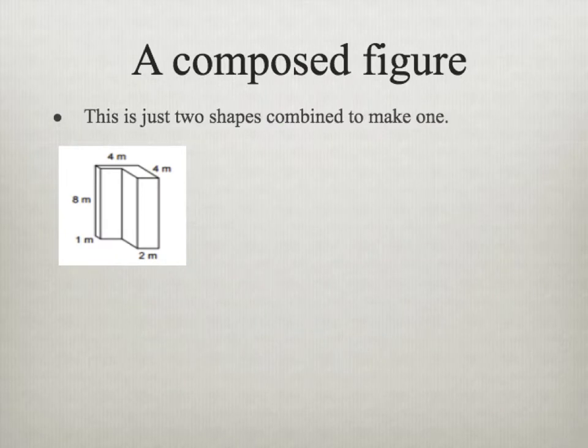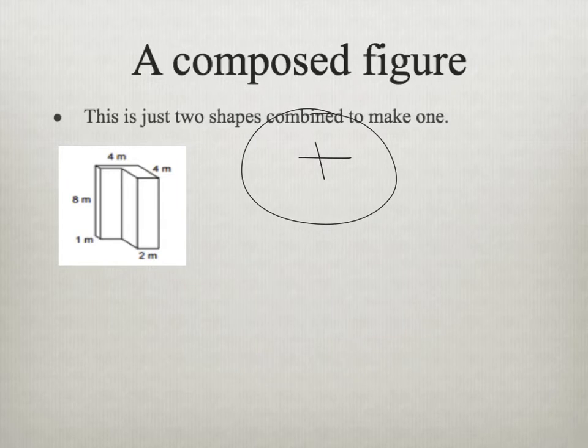A composed figure is just two shapes combined to make one. Remember, composed means made up of. So two different shapes composed to make one figure. There is a length, a width, and a height for all of these figures. So what we're going to do is figure out the volume of both of these figures and then add them together. Because remember, it's one shape plus another shape.